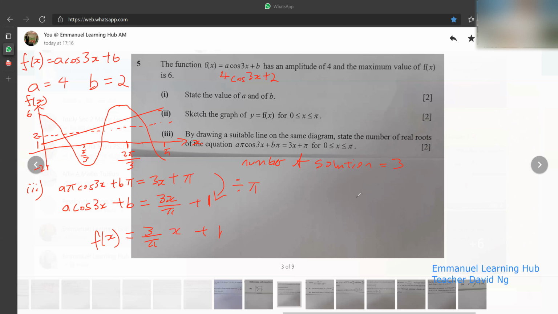So do you understand question 5? Yes. With question 5 done, we move on to question 6.